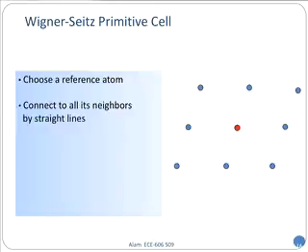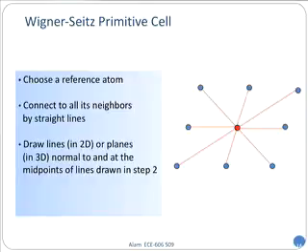Then the second step is connect to all these neighbors by straight lines. So you see here the red has been connected to the blue, and do that for all of them. Everybody, however you want in the neighbor, first neighbor, second neighbor, whatever you want. Connect them all with straight lines. But of course, you have to take care of all the nearest neighbors.